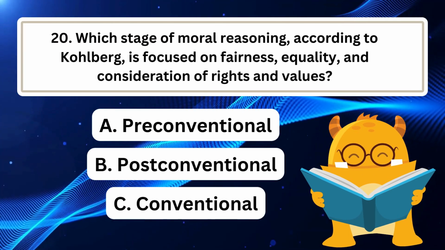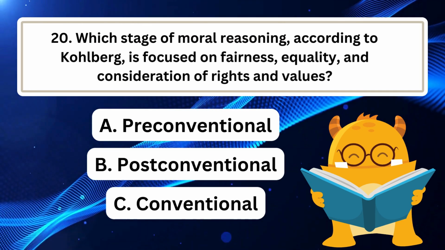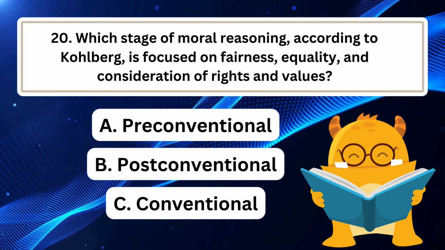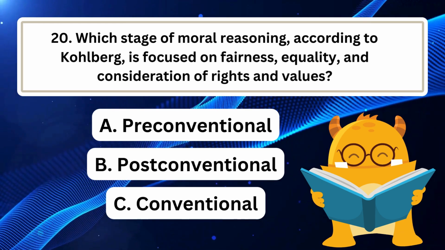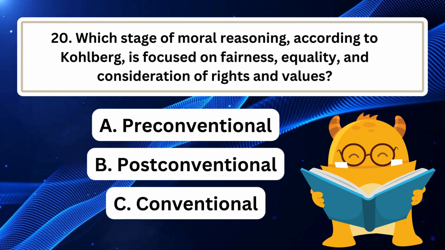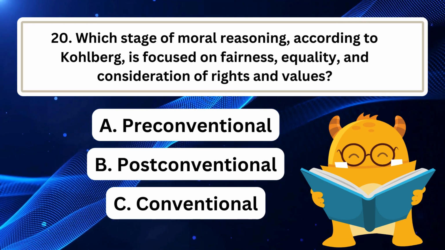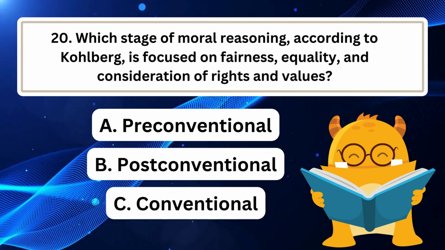20. Which stage of moral reasoning, according to Kohlberg, is focused on fairness, equality, and consideration of rights and values? A. Pre-conventional. B. Post-conventional. C. Conventional.